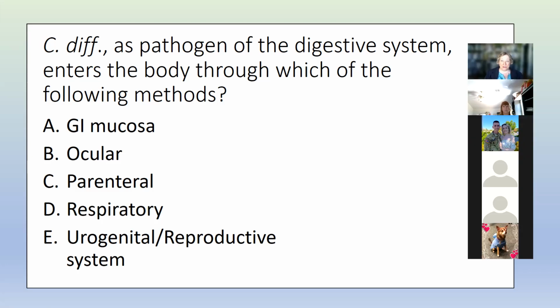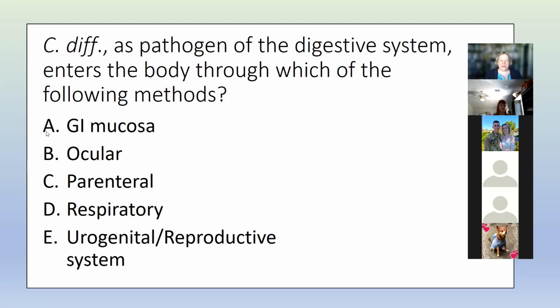the acid bath of your stomach. Whereas if it gets into your lungs, that's where it really wants to be. So these two are possibilities. They're just less likely. This one I would have accepted as a correct answer because we have seen some C. diff passed through anal sex. So it's a possibility. Not as likely, but it's a possibility.